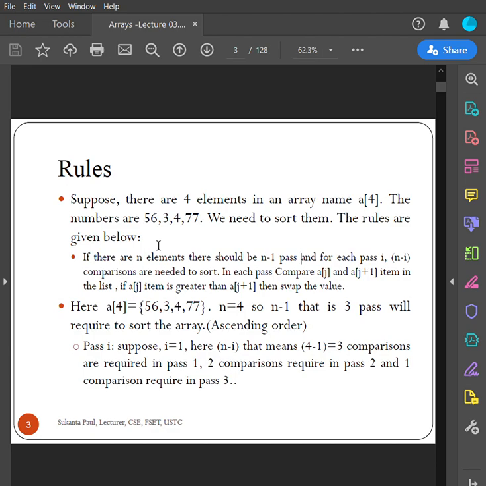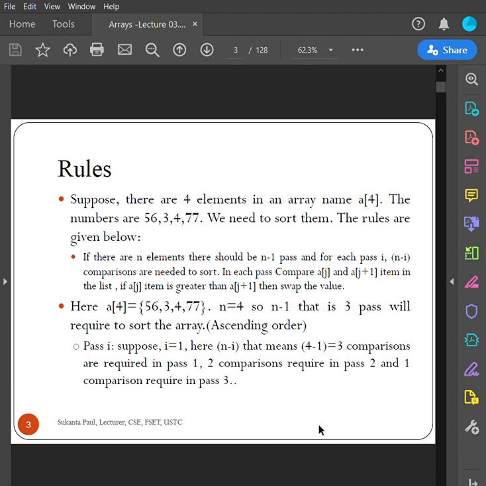If we apply the ascending order technique, we need to compare the first element with the second element. If the first element is greater than the second element, the swapping will happen. If we sort the numbers in descending order, swapping will happen when the first element is smaller than the second element. So these are the simple rules. Then the second element is compared with the third element, the third with the fourth, and it will go on.